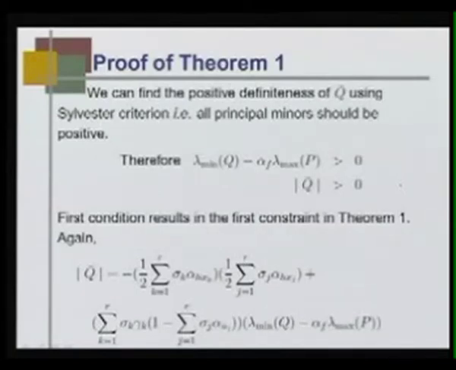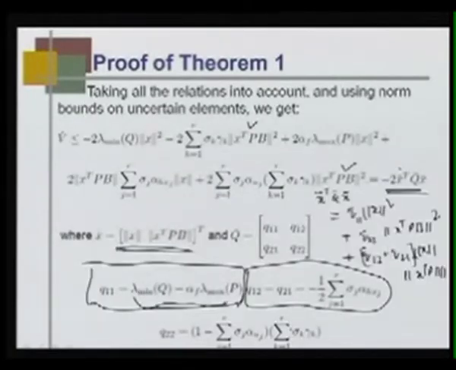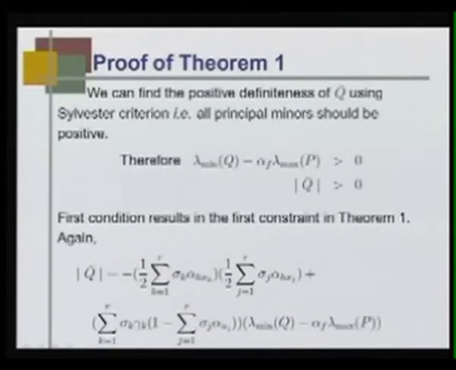Okay. So, we can find the positive definiteness of Q bar using the Sylvester criterion. All principal minors should be positive. So, lambda min Q minus alpha lambda max P is greater than 0, and the determinant of Q bar, which is this quantity, is greater than 0. The first minor, the first element, is Q11 actually. So, Q11 has to be greater than 0.